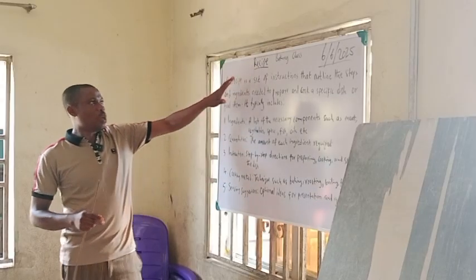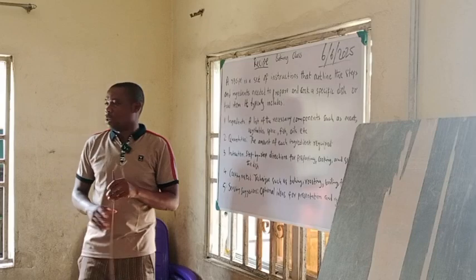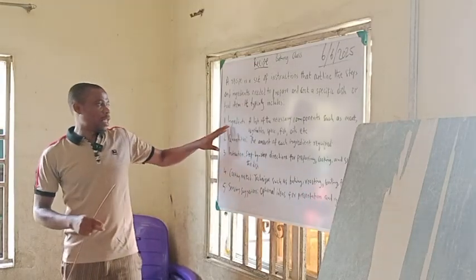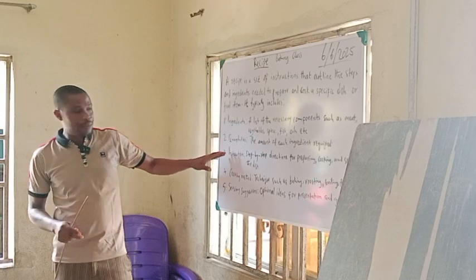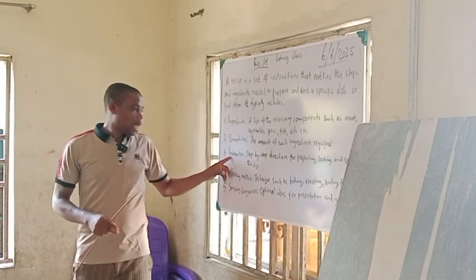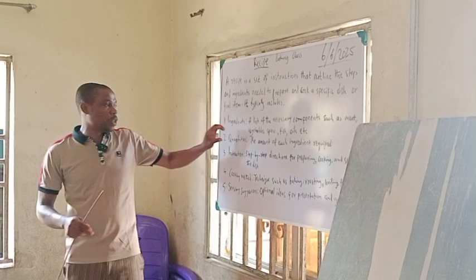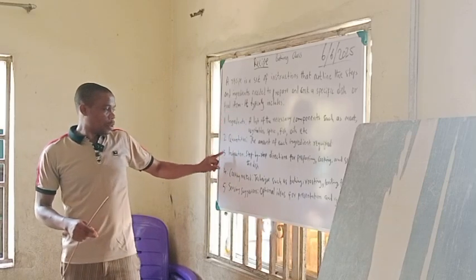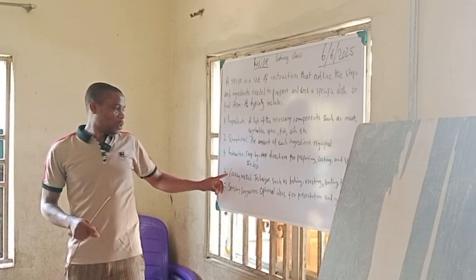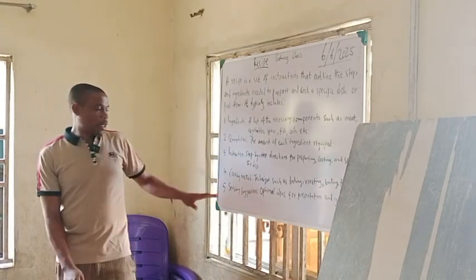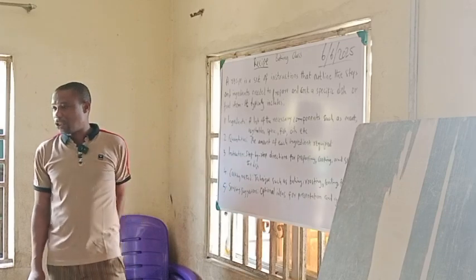So anywhere you go and you hear the word recipe, it means something that has ingredients, the quantities required, instruction on how to use the quantities and the ingredients. And then next one is what? The method of cooking. And then serving suggestions.